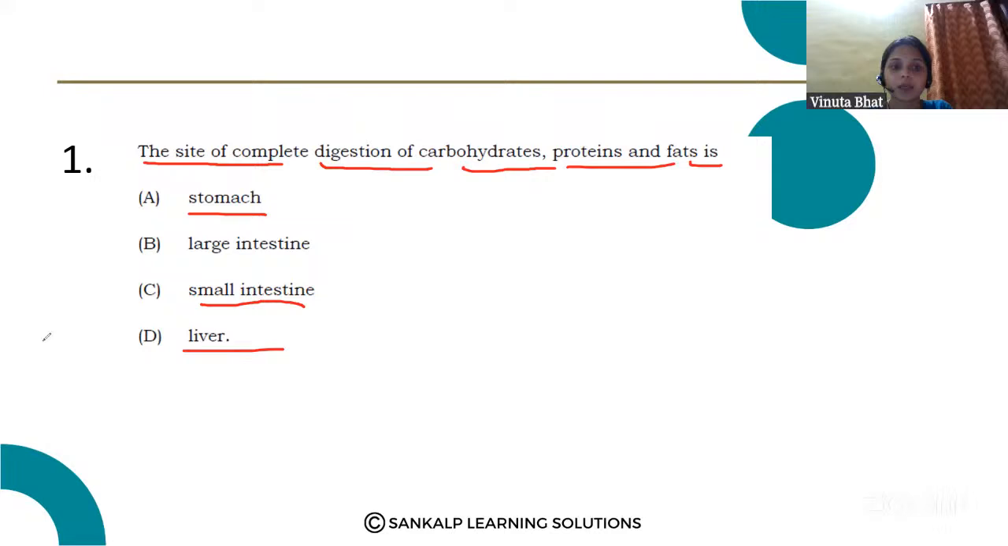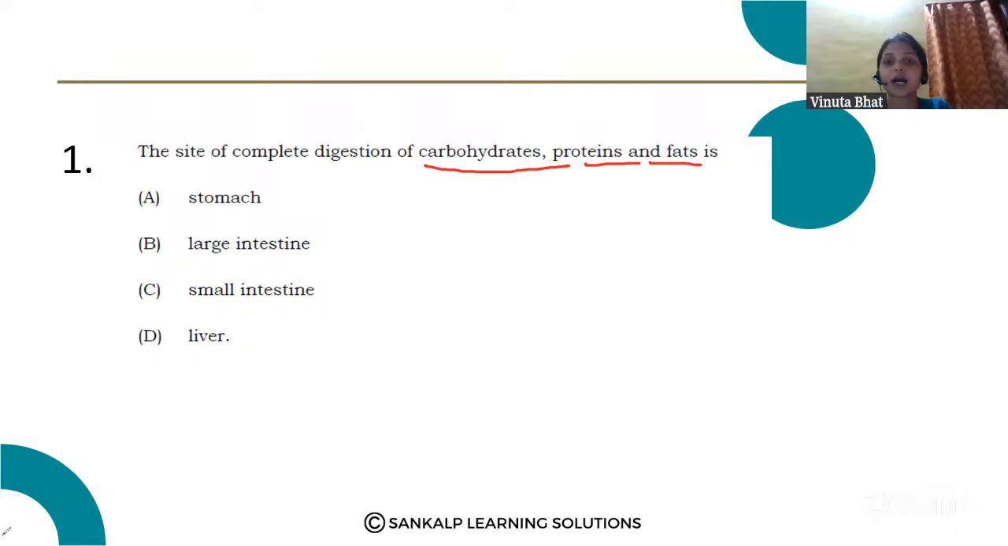Option D, liver. You know that in the human digestive system, where does the complete digestion of these three nutrients, carbohydrates, proteins, and fats, take place? A small amount of carbohydrate conversion takes place in the mouth, and a partial digestion of the protein takes place in the stomach, right? But complete digestion takes place in the small intestine, and fat digestion also takes place in the small intestine. Here the correct answer is option C, where the complete digestion of the carbohydrates, proteins, and fats, and also absorption of the fat takes place in the small intestine.